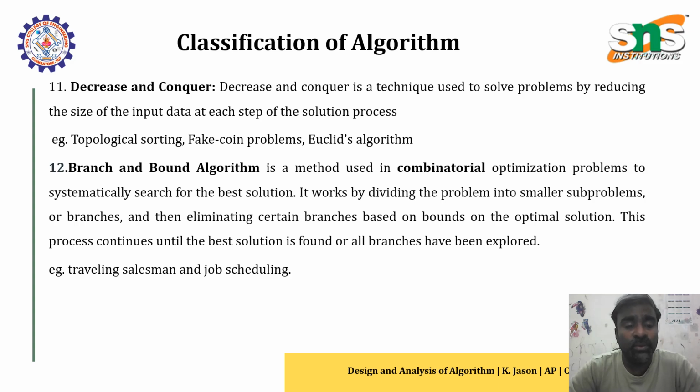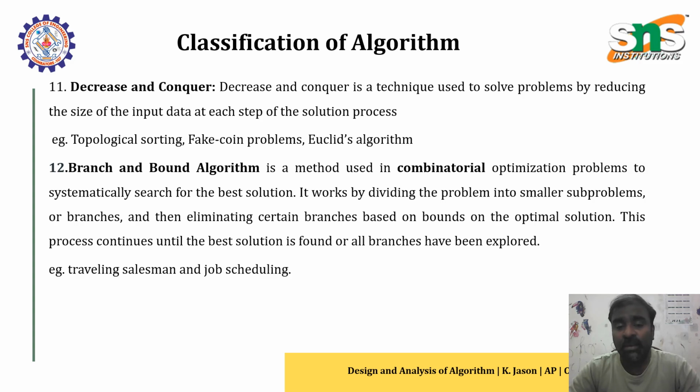What's the next one? Branch and bound. Branch and bound is a computational optimization technique to systematically search for the best solution. It works by dividing the problem into smaller subproblems or branches, eliminating certain branches based on bounds of the optimal solution. This process continues until the best solution is found or all branches have been explored. The traveling salesman problem is an example of computational optimization.